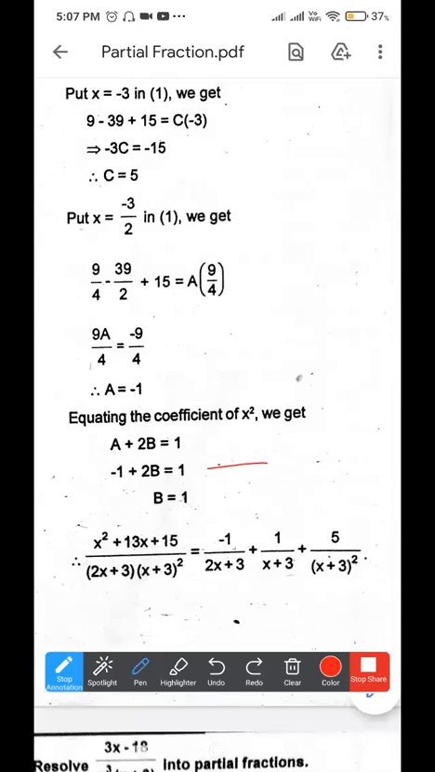So finally the value of a is minus 1 and you will get the value of b. All right. The value of a is minus 1, b is 1 and c is 5. We'll get this as the final answer.